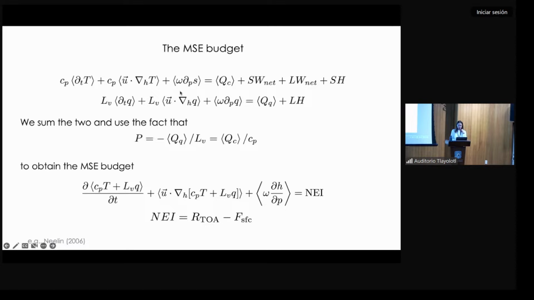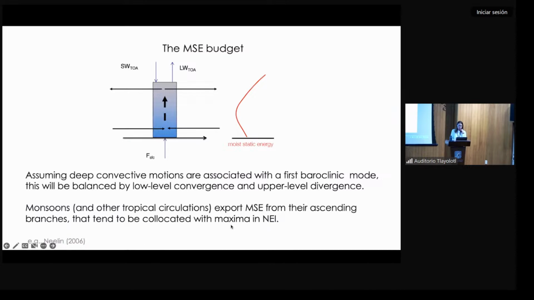And so we sum these two and we obtain the moist static energy budget. Again, this is a statement that any energy that is stored in the atmospheric column and then advected around, both in the horizontal and vertical direction, needs to balance the sources and sinks of energy entering from the top and the bottom of the atmospheric column, what we call the net energy input. And this comprises the top of atmosphere radiative fluxes and the surface fluxes. Again, let me go back to this schematic here. These are the top of atmosphere radiative fluxes, and these are the surface fluxes.